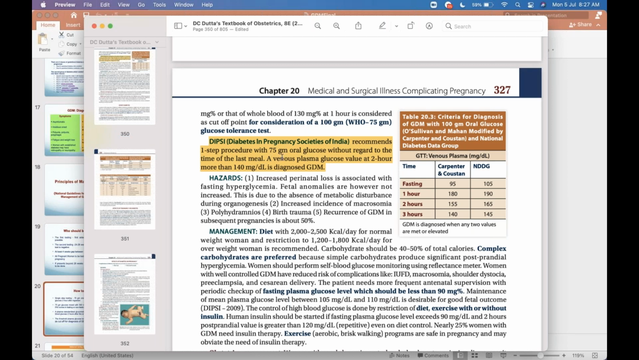It recommends a one step procedure with 75 g oral glucose without regard to the time of the last meal. That is, fasting does not make a difference. And a venous plasma glucose, not capillary, venous. You don't do it by glucometer. At 2 hours, more than 140 milligram per deciliter is diagnosis of GDM. So this is how you will diagnose GDM.